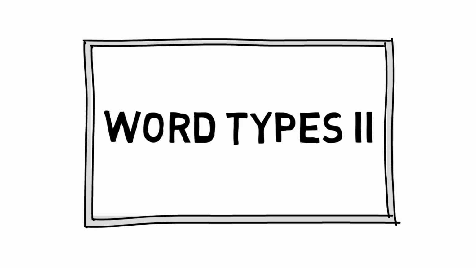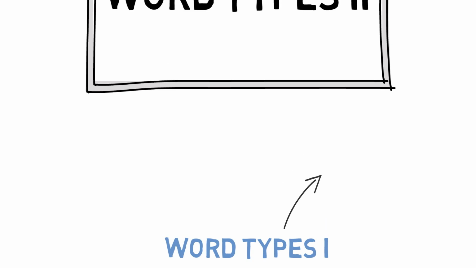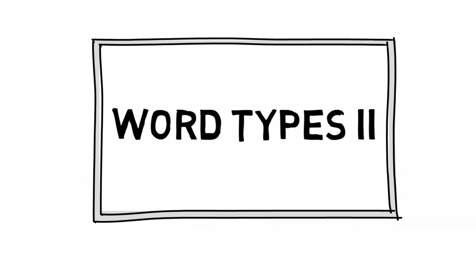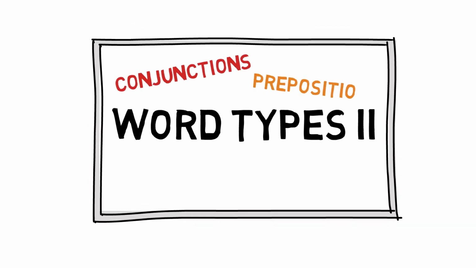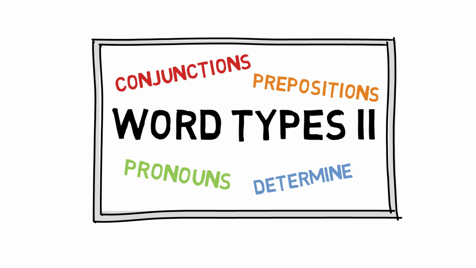Hello everyone. This is a follow-up to the first word types video in which I gave a definition of what word types are and talked about 4 of the most common word types: nouns, adjectives, verbs, and adverbs. If you haven't seen that video and you think it might be useful, you can click this link and watch it now. For this video, I'll be going over 4 slightly more advanced word types that you may come across, and these are conjunctions, prepositions, pronouns, and determiners.